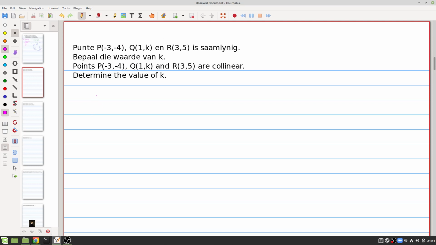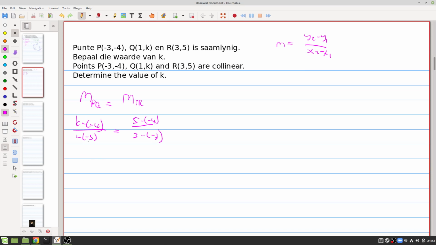So kom ons doen sommer PQ, so die gradiënt van PQ is gelyk aan die gradiënt van, sê nou maar, PR. Ok, so PQ se gradiënt, skryf ons gradiënt formule neer, y2 minus y1 op x2 minus x1. Dit is jou gradient formule. Okay, this is your gradient formula, y2 minus y1 over x2 minus x1. Okay, so let's plug in our values. So ek gaan sê vir PQ, is dit K minus 4 op 1 minus 3. Dit moet dieselfde wees as die gradient van, sê nou maar, PR. So ek gaan hier sê 5 minus 4 op 3 minus 3.